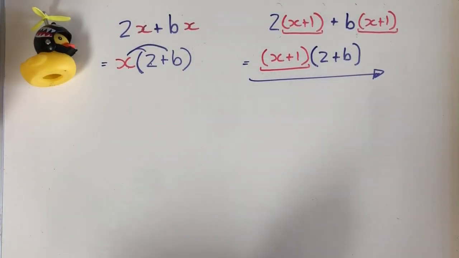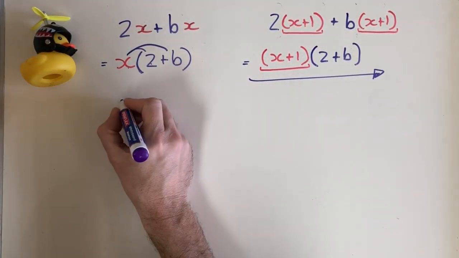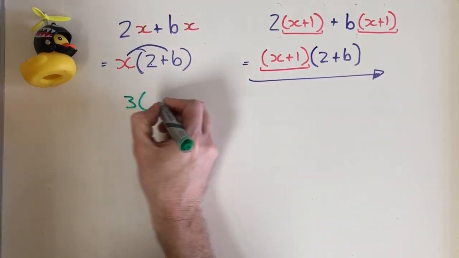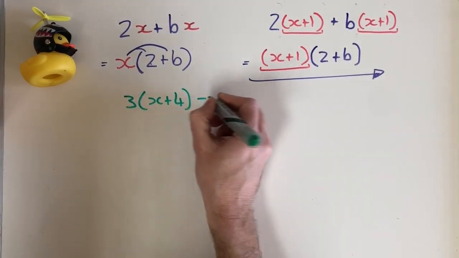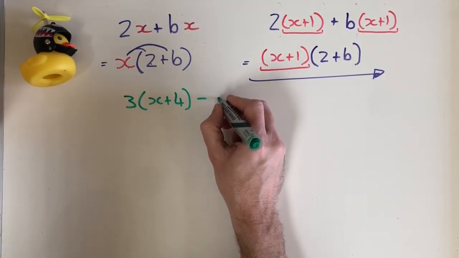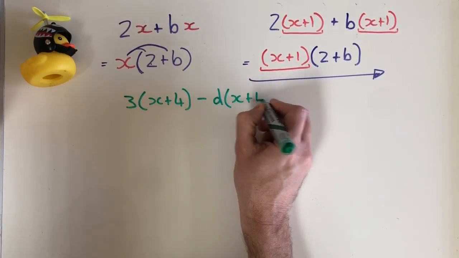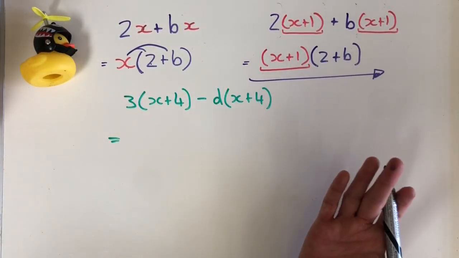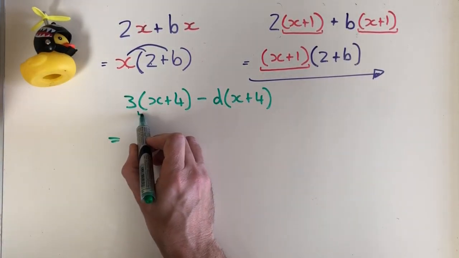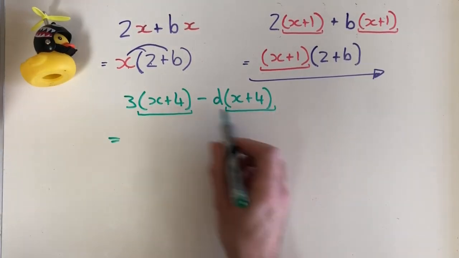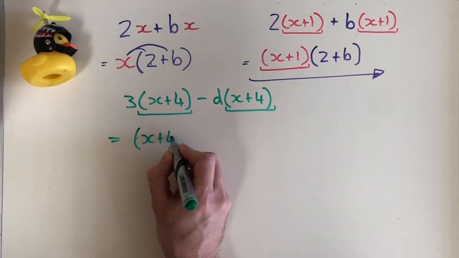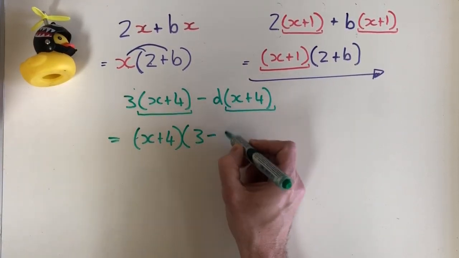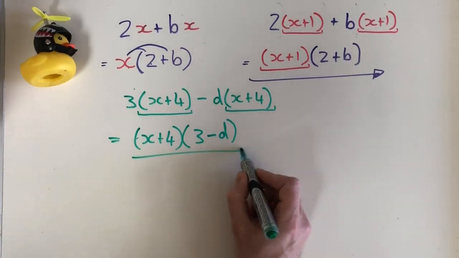Let's just make something up, let's get a different color. Let's do 3x plus 4 minus, let's do dx plus 4. If they asked us to factorize this, I see there are two terms. Is there anything similar or a common factor? Yes, this whole bracket and this whole bracket. So I can write this whole bracket, x plus 4, and whatever is left is the 3 minus d. There we go, factorized.